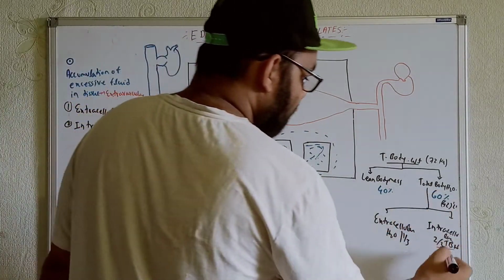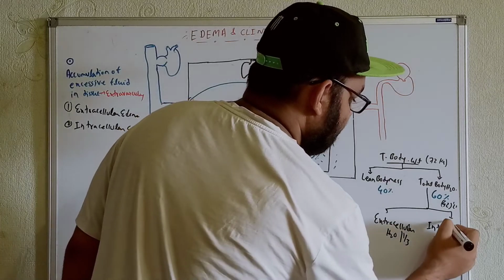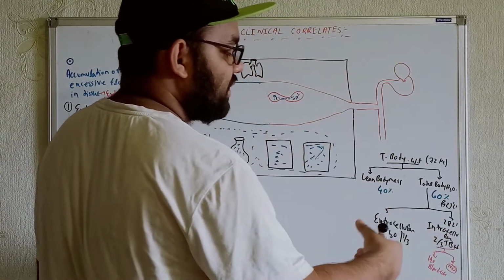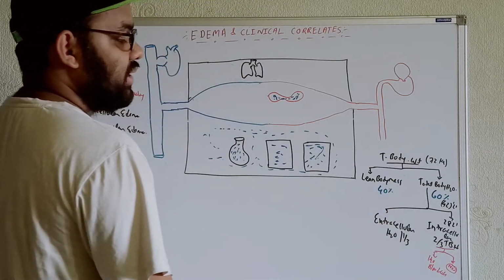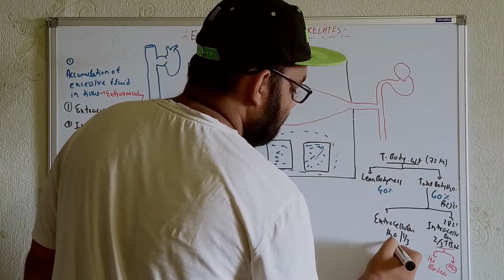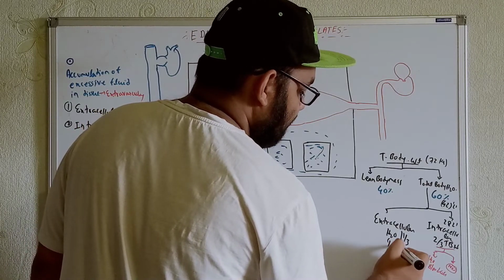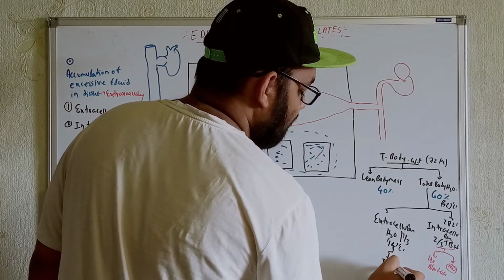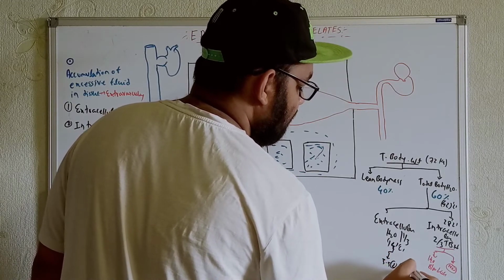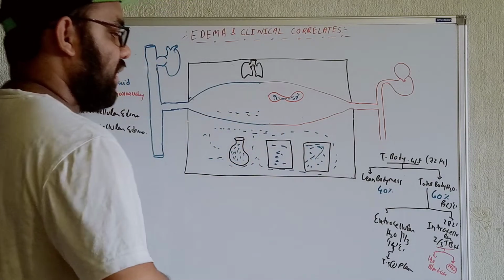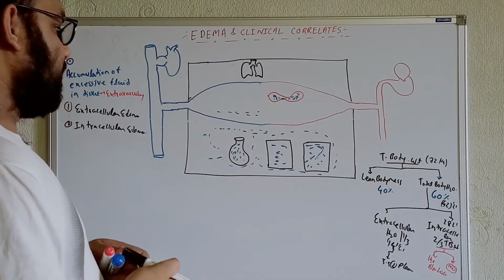Now here out of 42 we will get 28 liters. That will be the intracellular, the total body water that is present within the cells. And extracellular water will get 14 liters. Out of 14 liters we will get 3.5 liters within the plasma. Around 3.5 liters within the plasma. Now this is the normal body volume distribution.